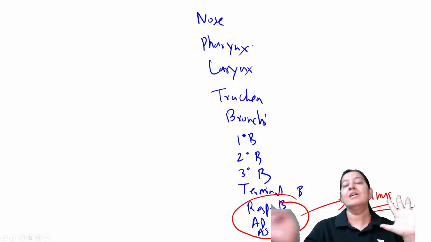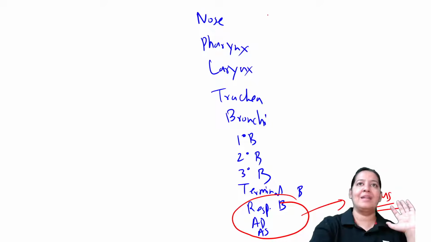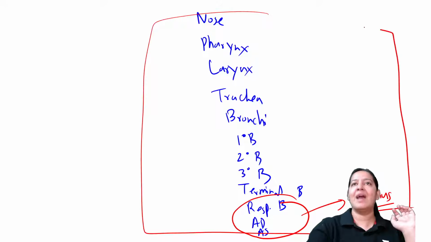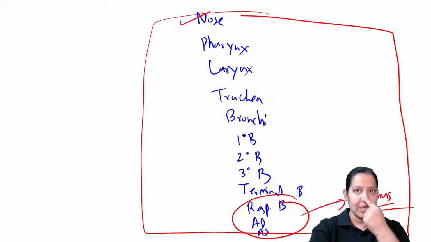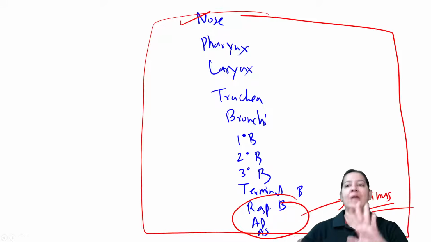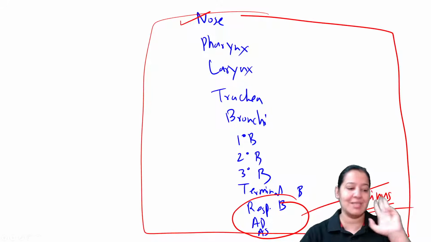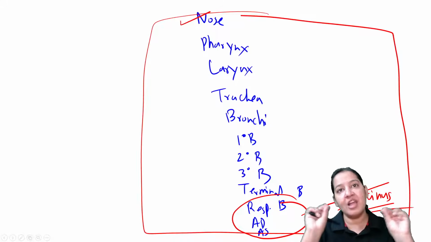This is the entire lung. So this is the entire respiratory tree. The entire respiratory tree starts from the nose and goes inside up to the acinus. The last three things are known as the functional unit of the lung.